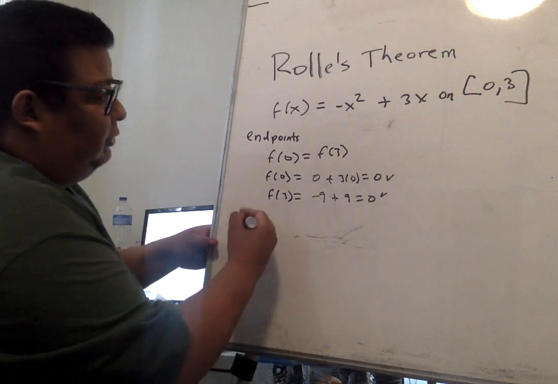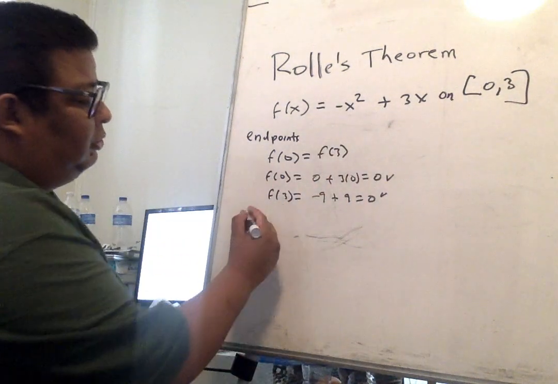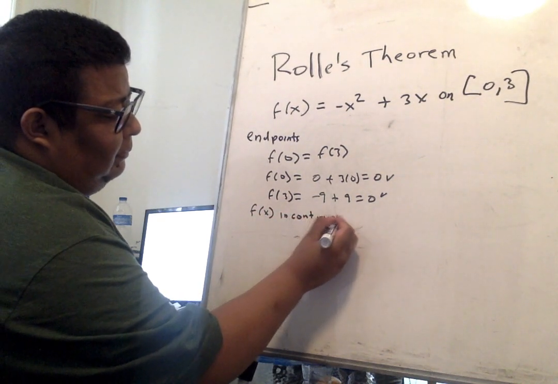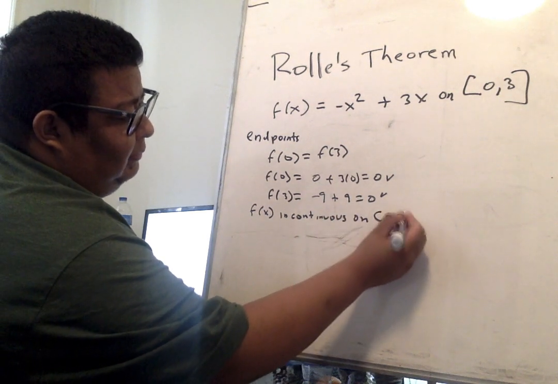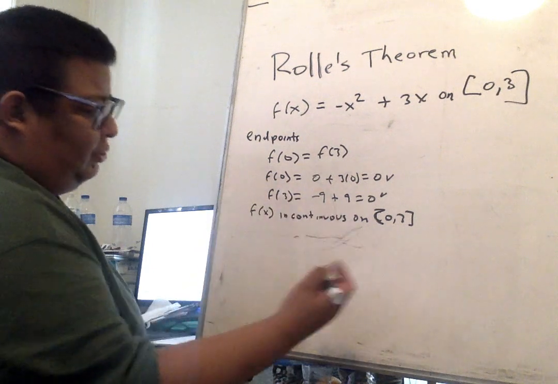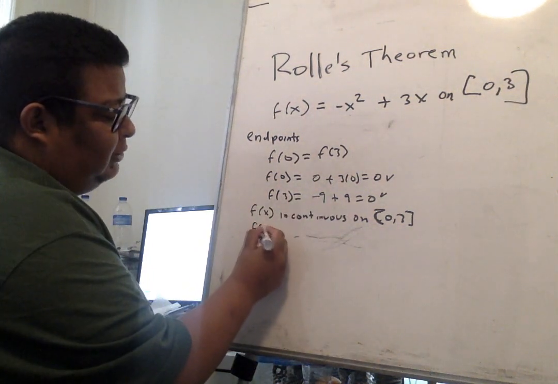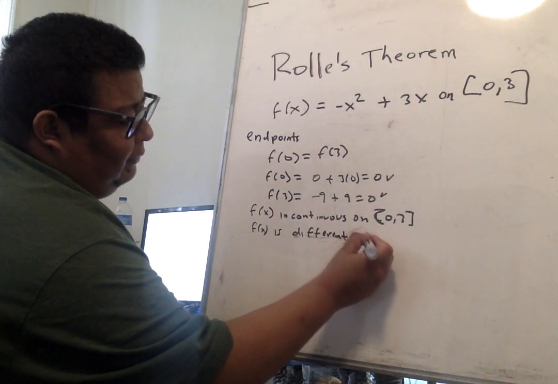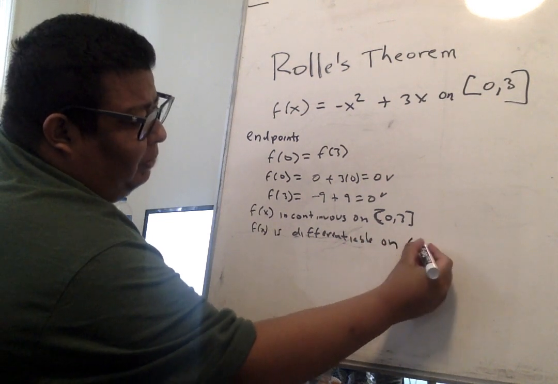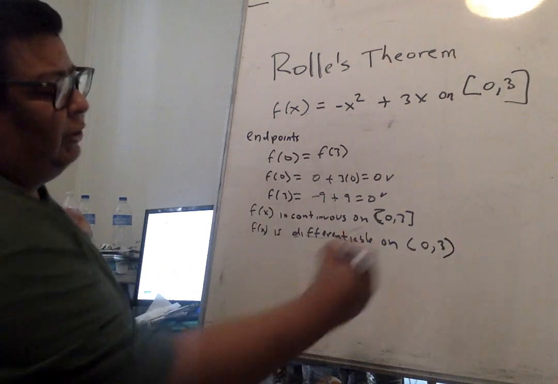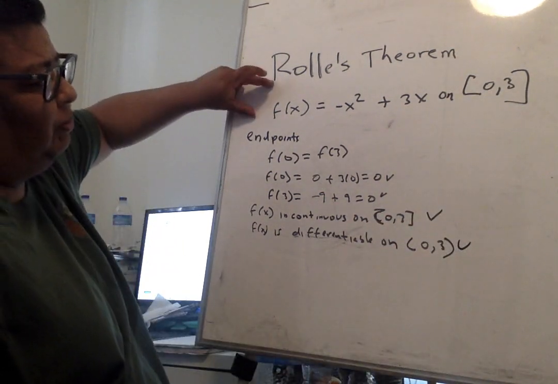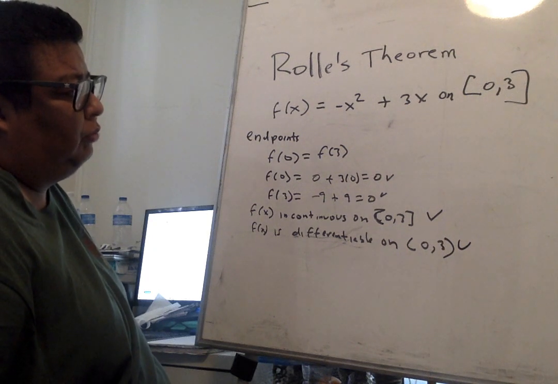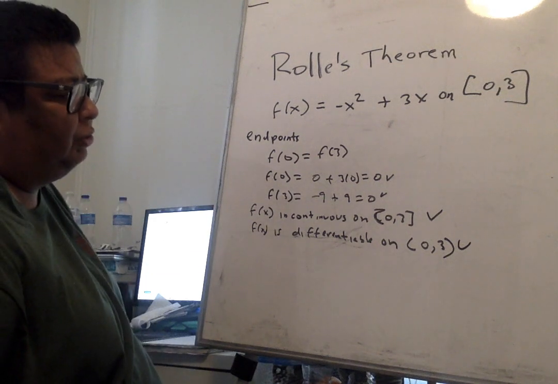Now Rolle's theorem says that, so we know that f of x is a polynomial. So f of x is continuous on the closed interval 0, 3, and f of x is differentiable on the open interval 0, 3. Those two things check out because this is a polynomial function. So now with these three criteria we can apply Rolle's theorem.